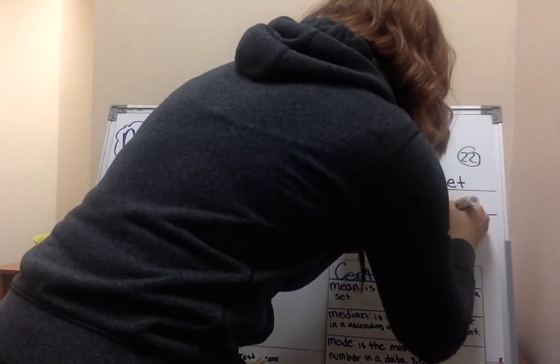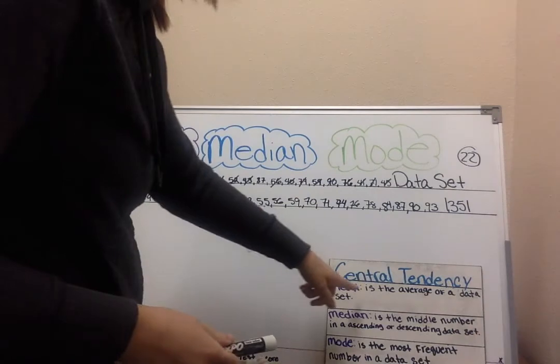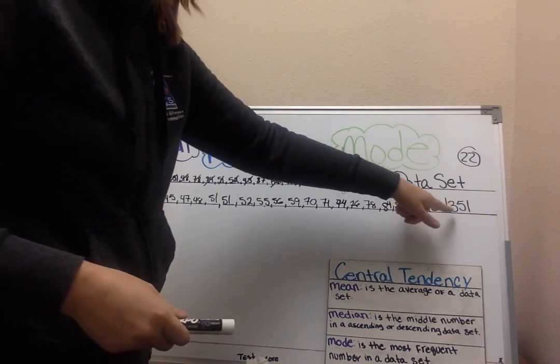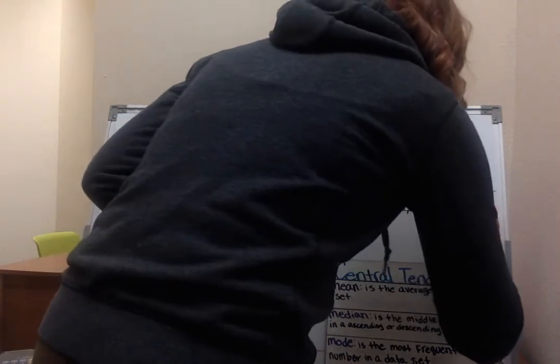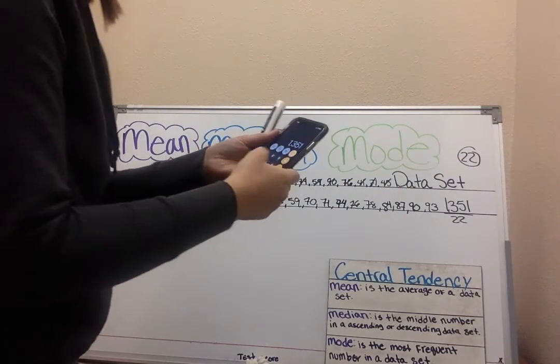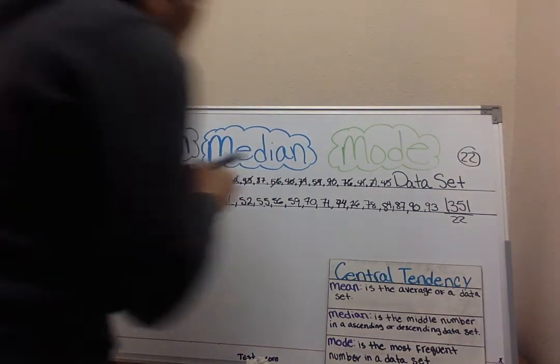1, 3, 5, 1. Okay. So how we find the mean is we take our total, 1351, and divide it by 22. I'm going to put the 22 right here. Take my calculator and divide it by 22, and I get 61.4.